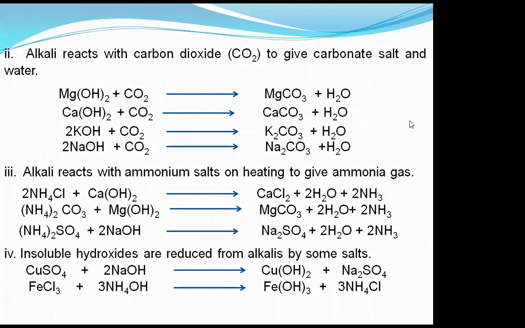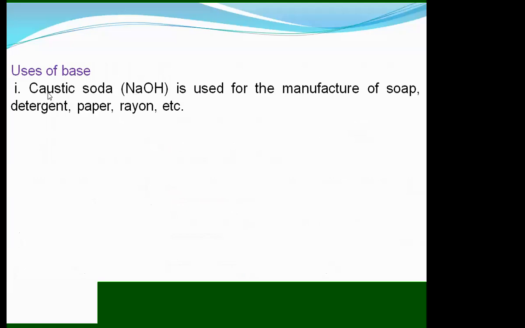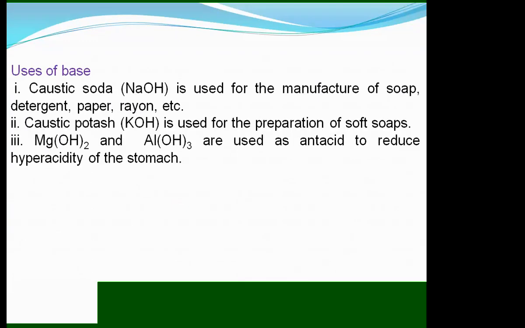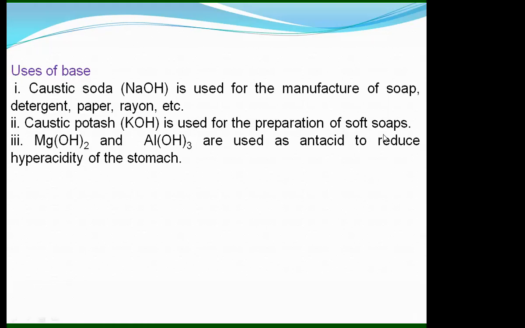Usage of base only, we'll discuss today. After then, caustic soda, NaOH, you know that is used to manufacture soap and detergent. We'll learn about soap and detergent in the same class later. Till then, it is used in paper and rayon. Rayon is like nylon, an artificial synthetic fibre. After then, caustic potash is used to prepare soft soap.